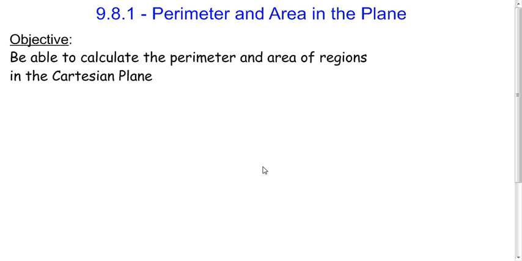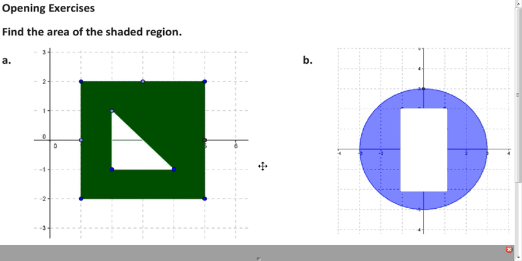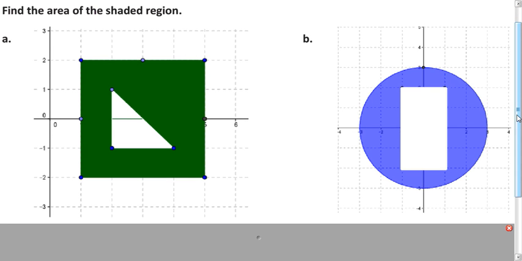Hello class. In this lesson we're going to learn how to calculate perimeter and area in the plane. As a warm-up, I'd like you to calculate the area of each shaded region here, and if you have to, round to the nearest hundredth. So try these on your own and I'll show you my solutions.